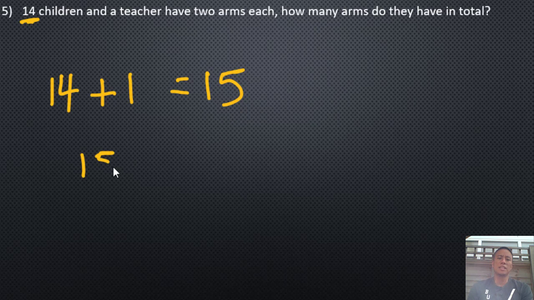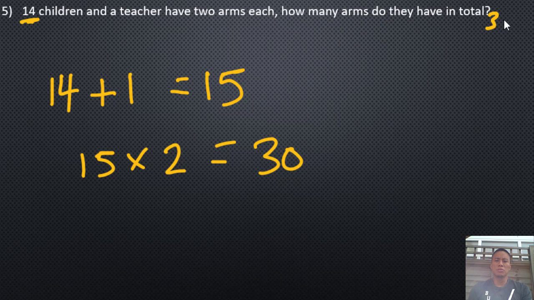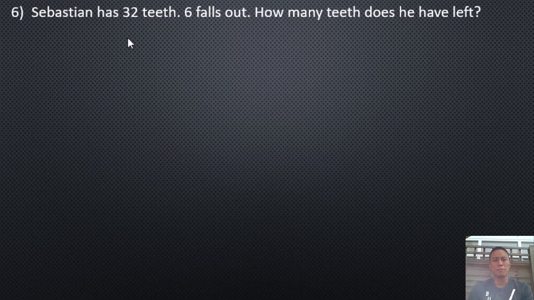So it's going to be 15 multiplied by 2, and if you count in 2s, let's do it together. 2, 4, 6, 8, 10, 12, 14, 16, 18, 20, 22, 24, 26, 28, 30. 15 lots of 2 is 30. So how many arms do I have in total? 30 arms.